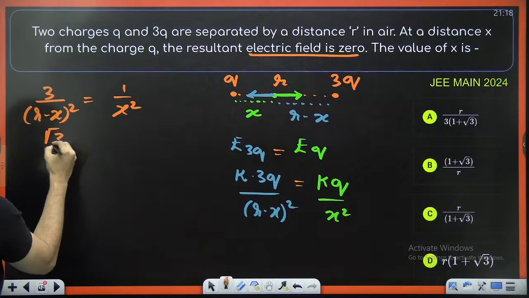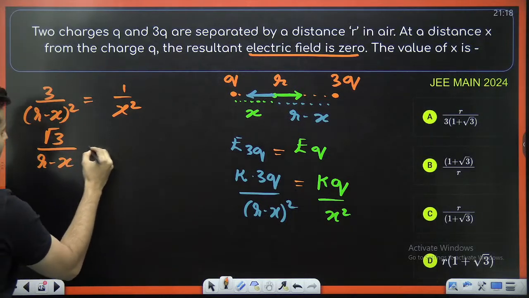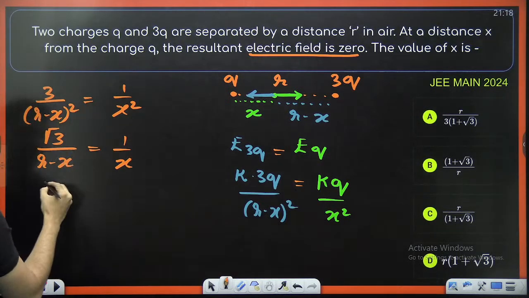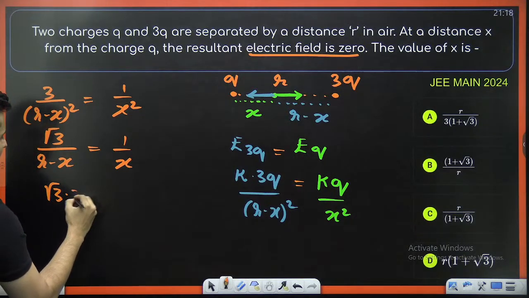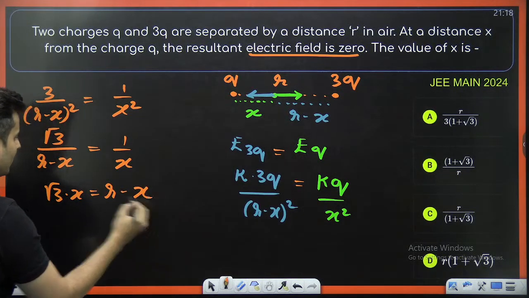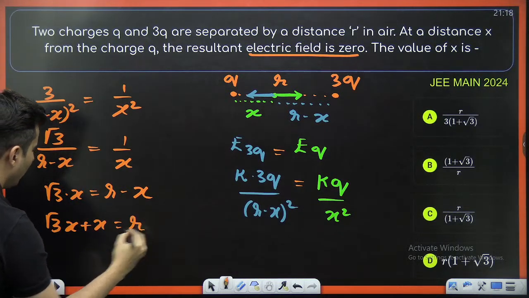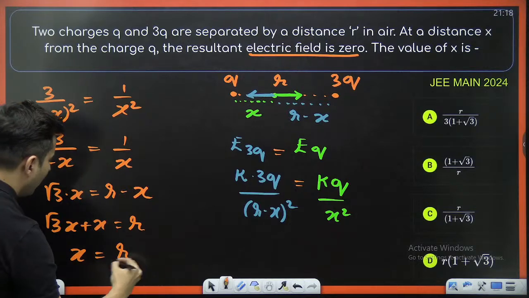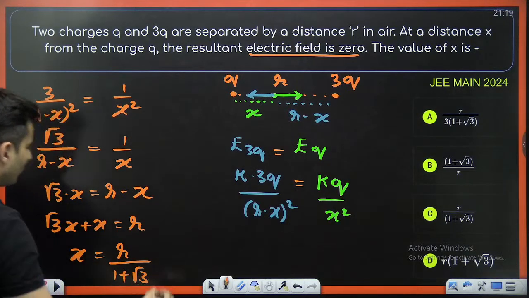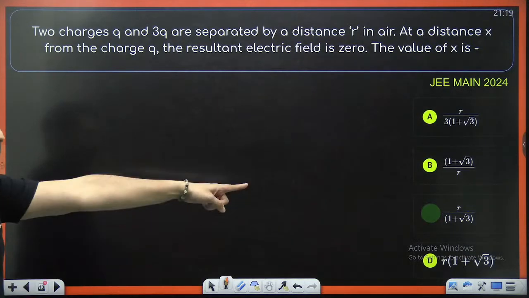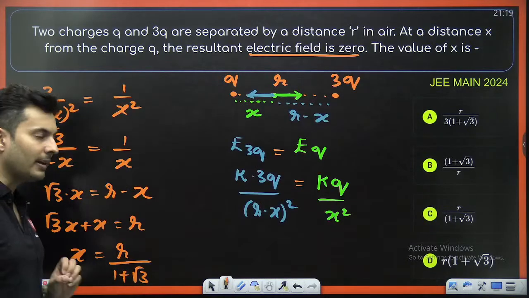Take roots on both sides. So root 3 by r minus x is 1 by x. Cross multiply. So root 3 into x is equal to r minus x. Bring x over here. So root 3 x plus x is equal to r. So x common, x equals r upon 1 plus root 3, which is option number C.